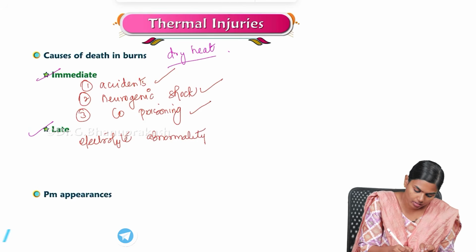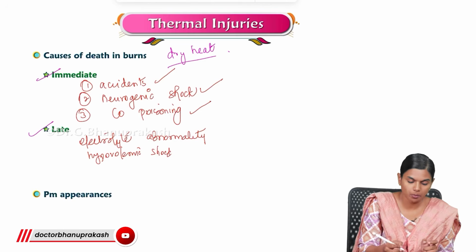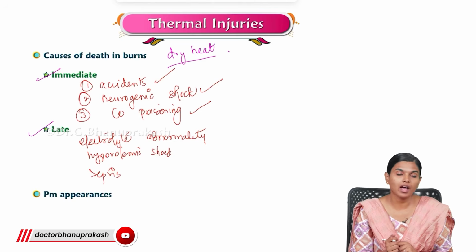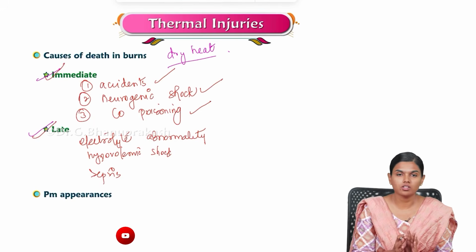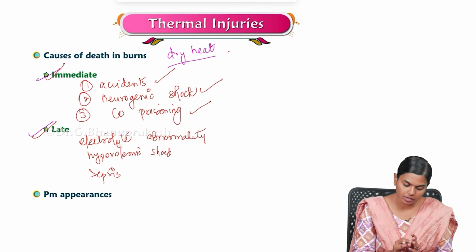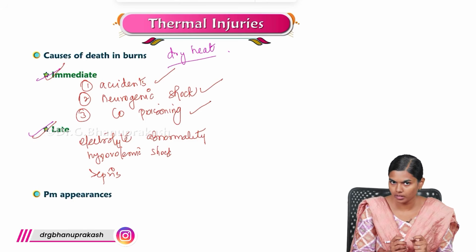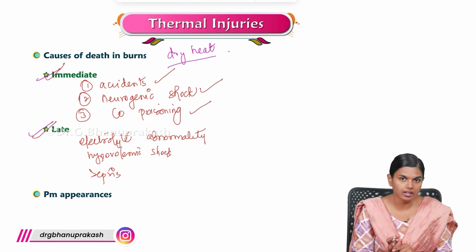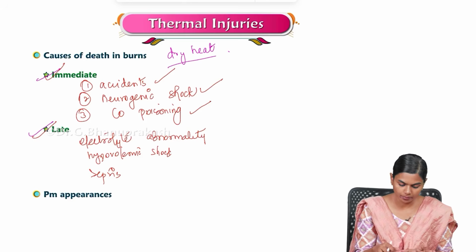You have hypovolemia, hypovolemic shock. Then the most important, sepsis. People will go to septicemia and they will die. So, these are the immediate and late causes in case of burns. How people die in burns immediately due to accident: neurogenic shock or carbon monoxide poisoning. Otherwise, if it is a late death, there will be electrolyte imbalance, hypovolemic shock and septicemia. So, this is how they usually go.